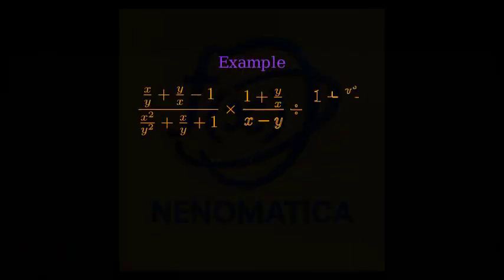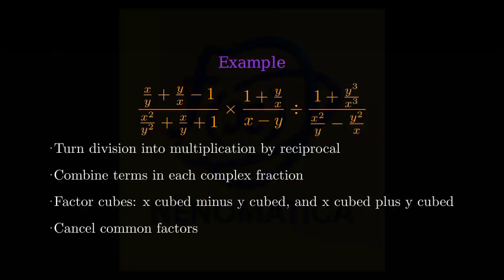We'll begin by writing the original expression clearly, then we will clean up the complex fractions, factor where possible, and cancel common factors. Strategy. Step 1. Turn the division by a fraction into multiplication by its reciprocal.